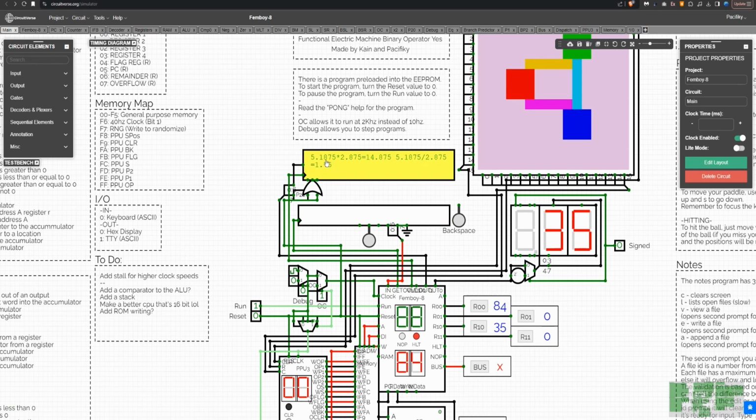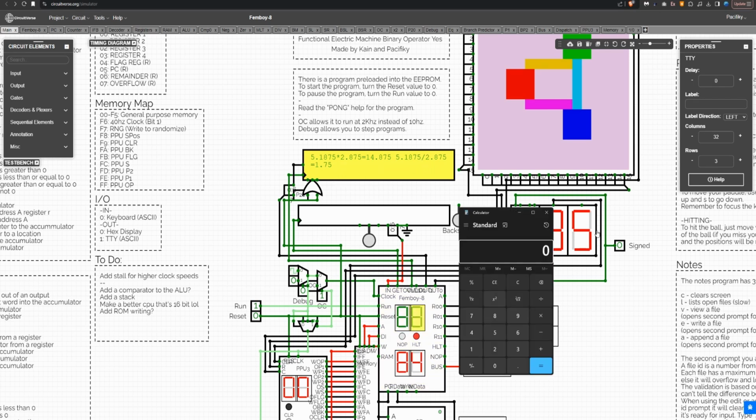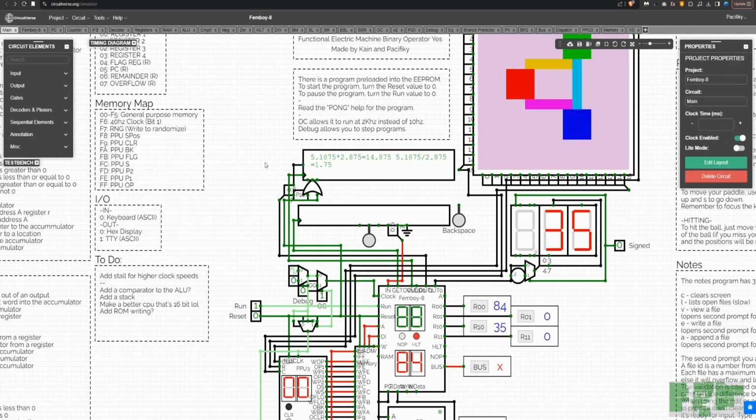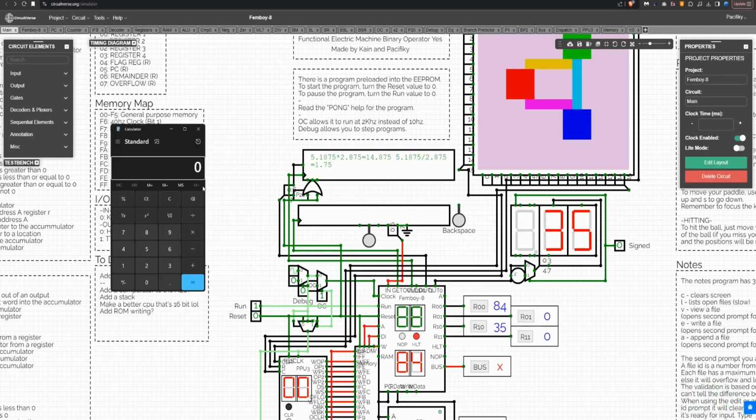And yeah, 5.1875 times 2.875 is 14.875, and then 5.1875 divided by 2.875 is 1.75. Let's try it out on the calculator again. And now that you know that I'm not faking it, it's actually computing it. So yeah. Okay.